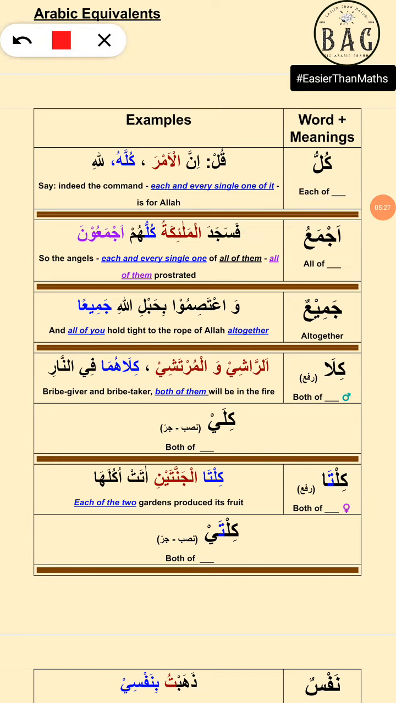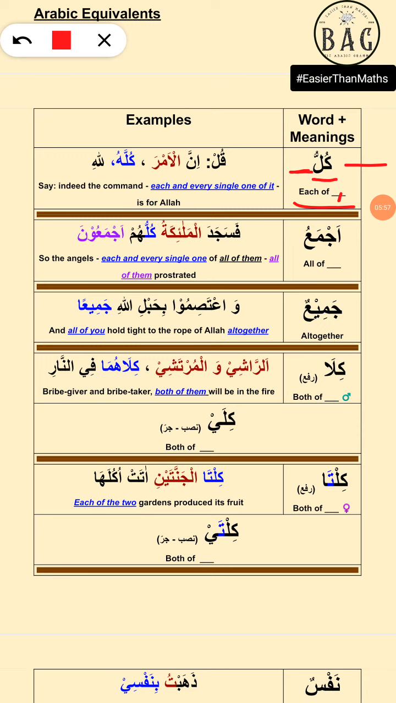So our first word is kullu. All right, each of you or each of them. So whatever word is going to come after this kullu, it's going to fill up this blank. Of course, as you can see, this word kullu is going to be used as a muzaf. Most of the time it's going to form the muzaf muzaf alayh fragment. All right, so what is our example?